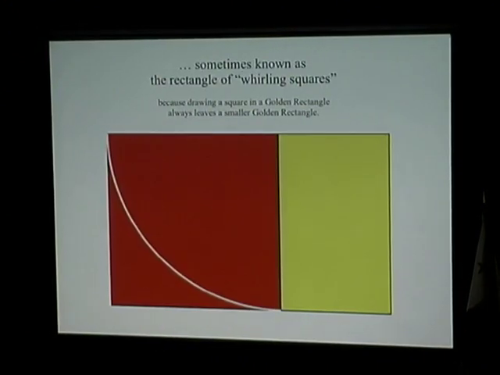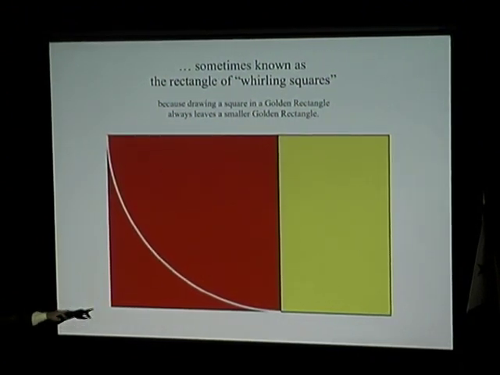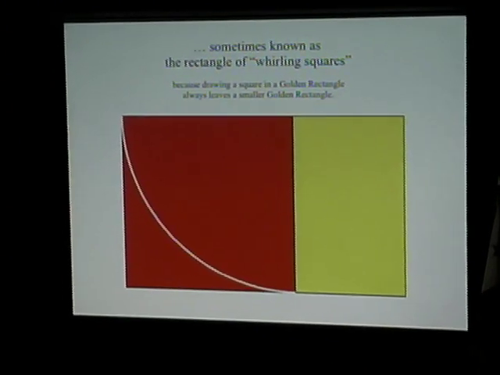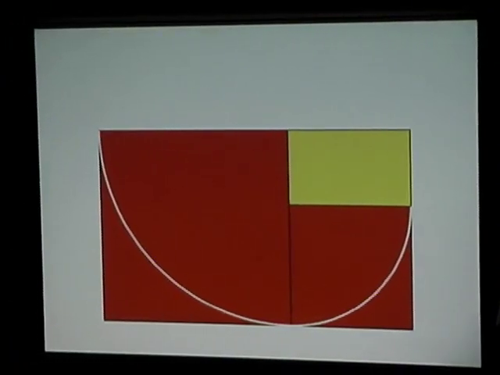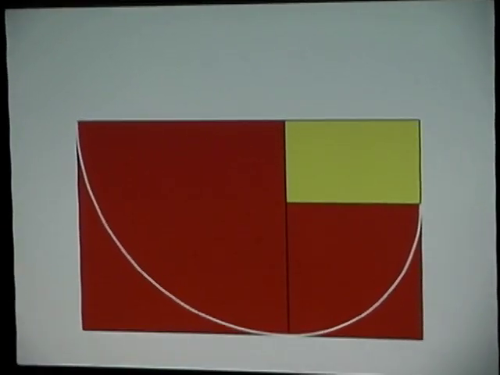And it's sometimes known as a rectangle of whirling squares because if you cut a square out from it, it always leaves a golden rectangle. It regenerates. It generates and regenerates. It does not change. No matter how many times we cut a square out of a golden rectangle, it always leaves a golden rectangle. There's the idea of generation right there, and regeneration.